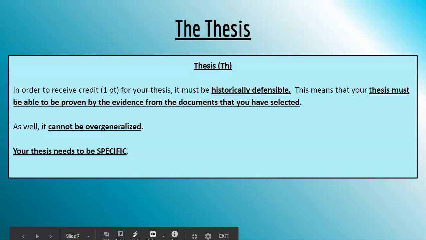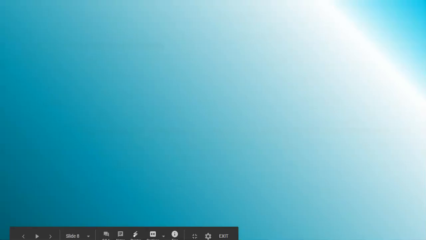Then the next point you can earn is your thesis, and I know that you know what a thesis is. You've written a lot of them, but for the purpose of AP World History, your thesis must first be historically defensible. That means that the evidence in the documents has to be able to support what you write in your thesis. The other thing that you need to know is that your thesis cannot be overgeneralized and it needs to be specific. And I want to explain what that means in a little bit more detail with this slide.